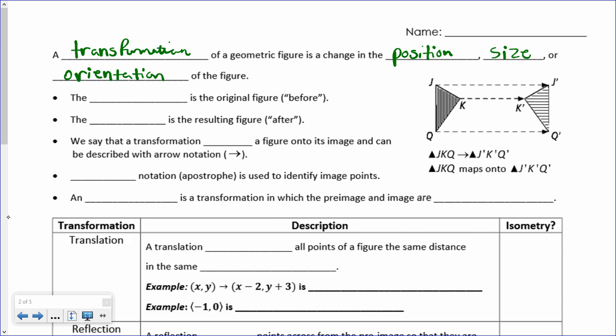Position, size, or orientation. So that means it could change where it is in the coordinate plane. It's going to change how big or small it is. It's going to change whether it's facing to the left or facing to the right, that kind of thing. That's what transformations do. The pre-image, all of this is just a bunch of vocabulary.